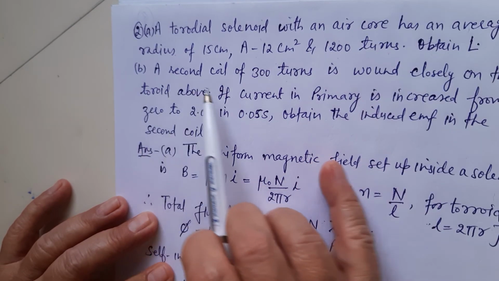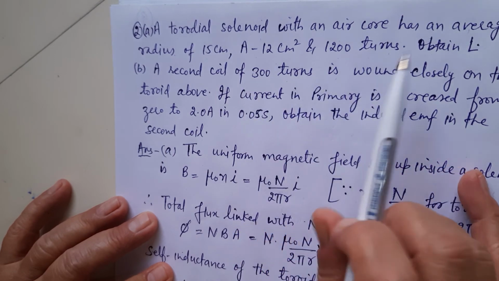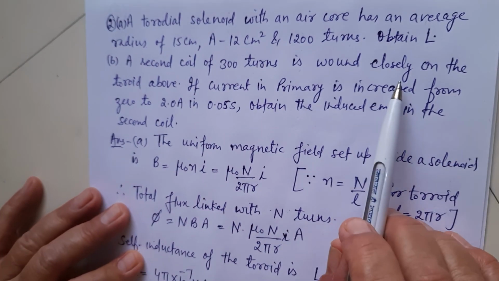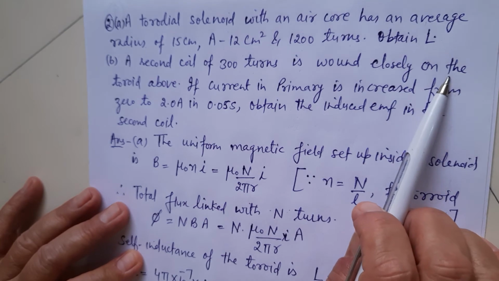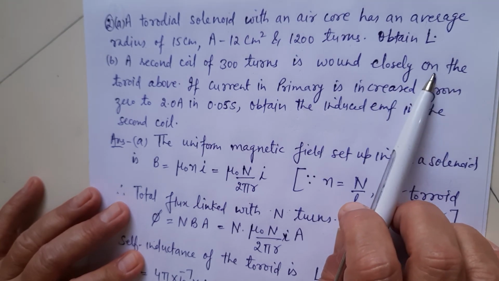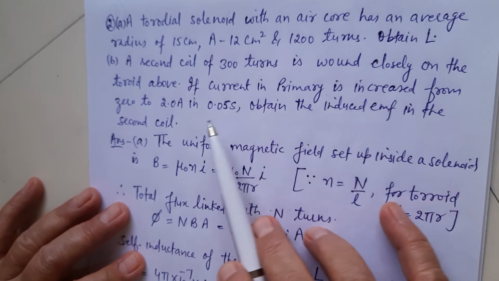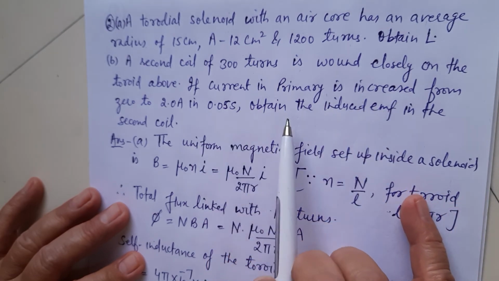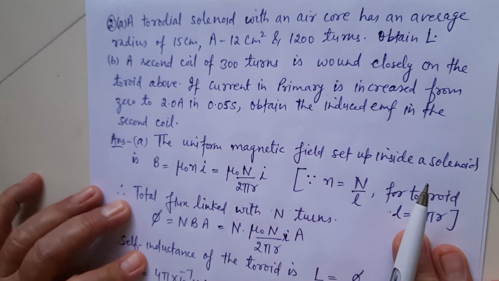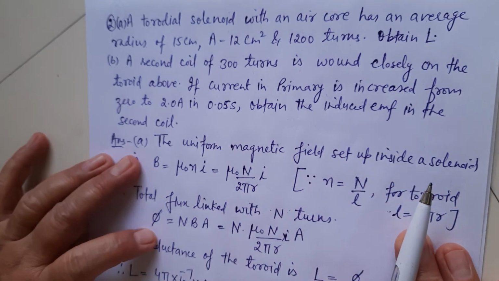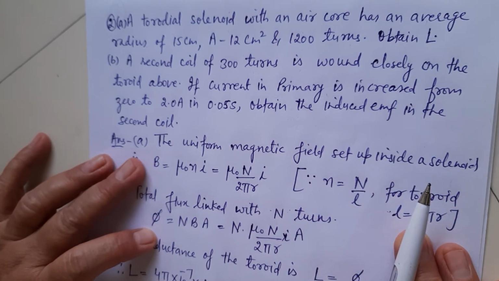Second part, a second coil of 300 turns is wound closely on the toroid above. If the current in the primary is increased from 0 to 2 A in 0.05 second, obtain the induced EMF in the second coil. Now it is not a solenoid, it is a toroid.